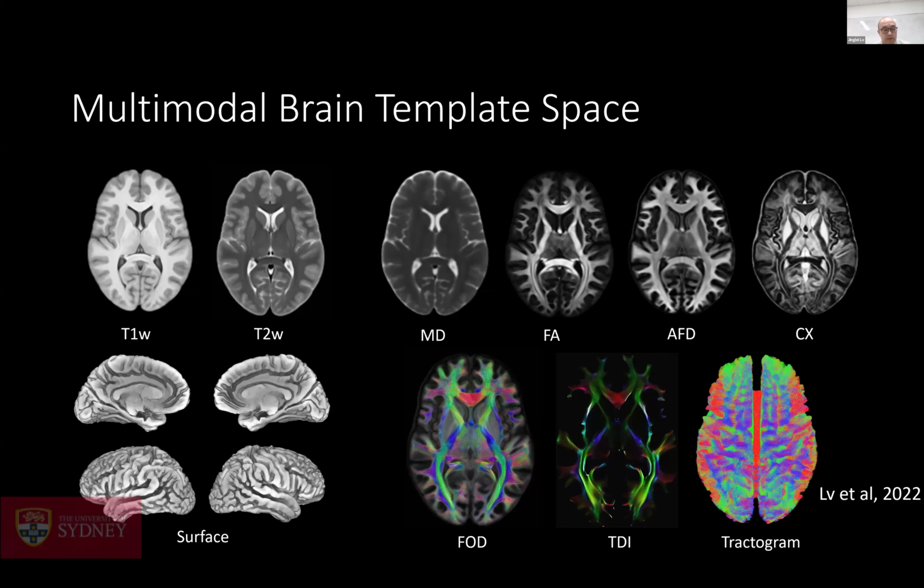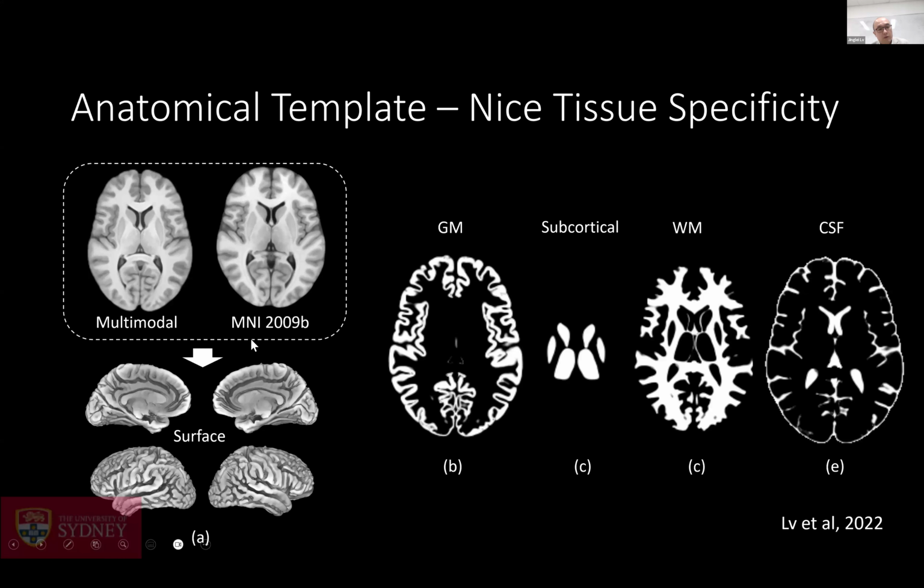So firstly, let's look at the anatomical components. We compared our multimodal template with the MNI template. Just qualitatively, we found that our template provides quite a nice tissue specificity, which is equivalent to the MRI template. Based on the T1 weighted component, we can do surface reconstruction.